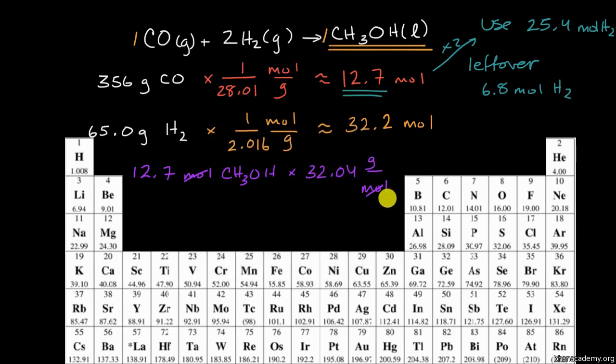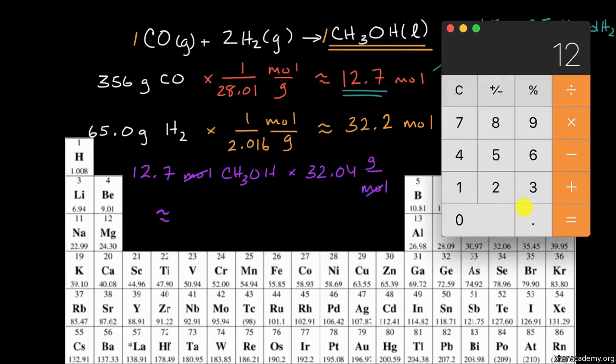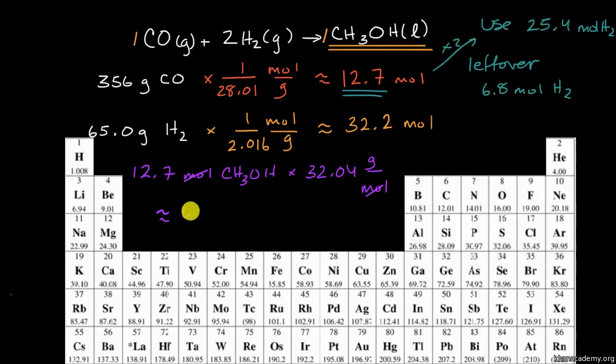So 32.04 grams per mole. So we have 12.7 moles times 32.04 grams per mole will tell us that we are going to produce that much methanol. And let's see, we have three significant figures, 4, so I'll round to 3. So approximately 407 grams of methanol. 407 grams of CH3OH. Now the next question is, what's the mass of hydrogen that we have left over?